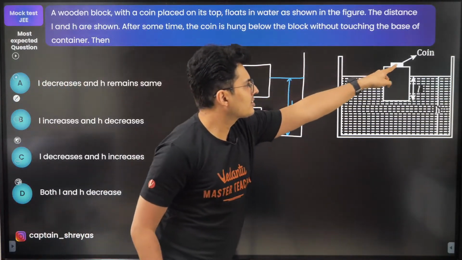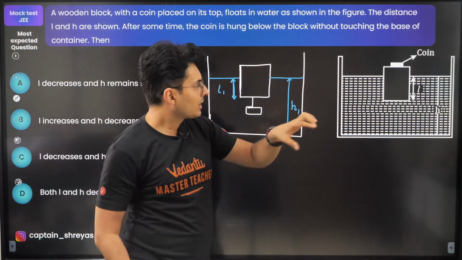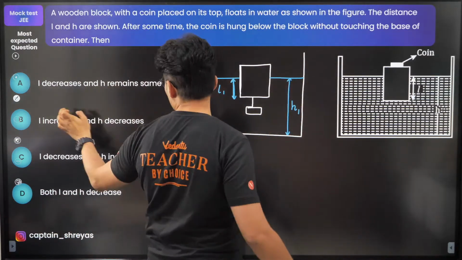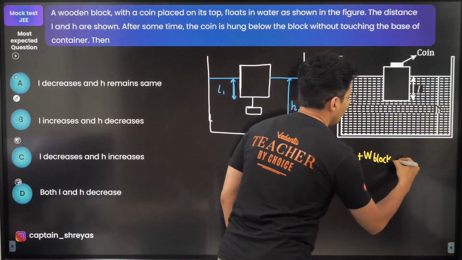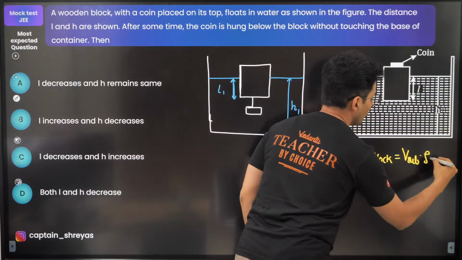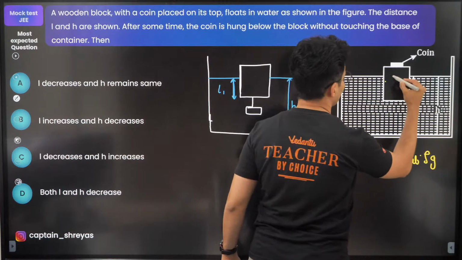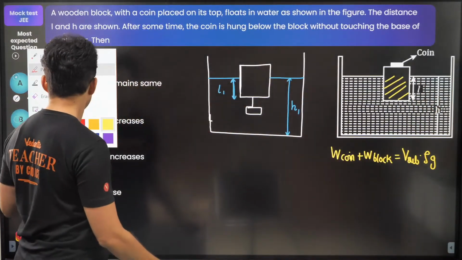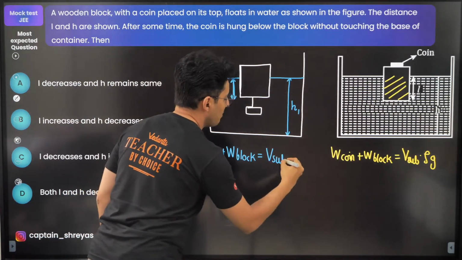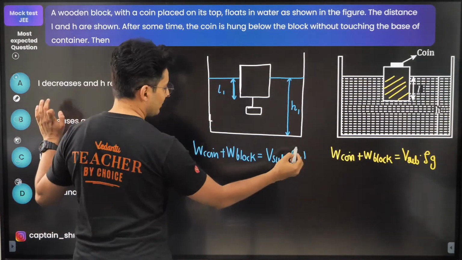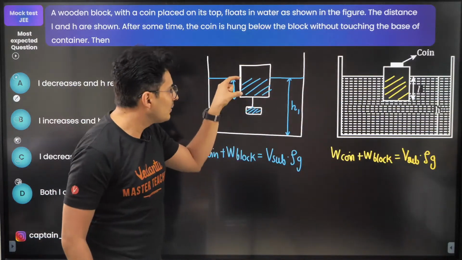Okay, see, if this coin falls inside of this, obviously this block will go up. Now even that coin will displace some water. Earlier, the weight of the coin plus the weight of the block was volume submerged into rho into g. Sorry, this H was not needed. So volume submerged into rho into g, and this volume submerged was only this much part. Now in this case, the weight of the coin plus the weight of the block together will be volume submerged into rho into g, and this volume submerged will be this part and this part. So the volume submerged has been shared between this block and this.